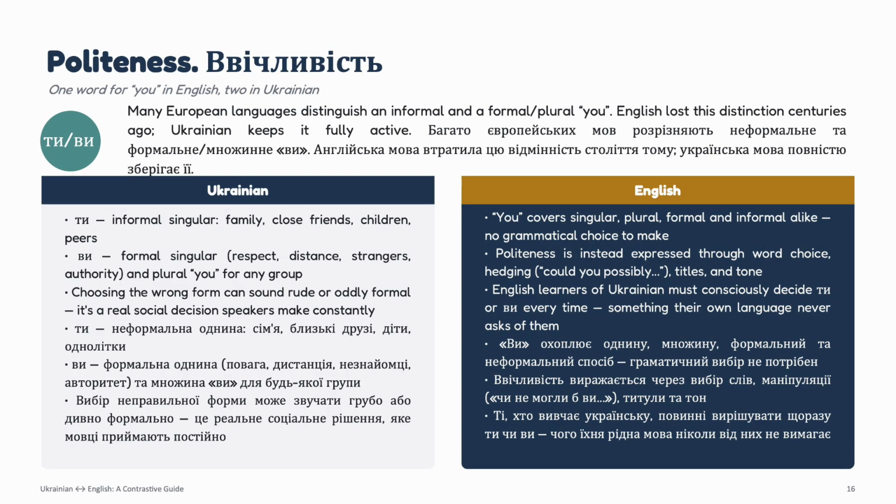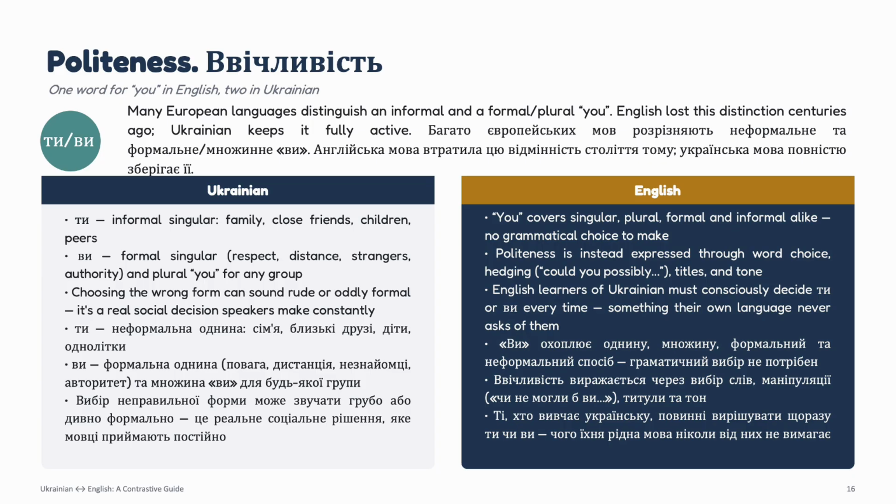Okay, let's move on. Politeness. Many European languages distinguish between an informal and a formal or plural you. English used to have this too centuries ago, but lost it completely. So Ukrainian keeps it fully alive. Ти is informal singular, which is used for family, close friends, children. But ви is formal singular, used to show respect or distance with strangers or authority figures, and it's also the plural you for any group.